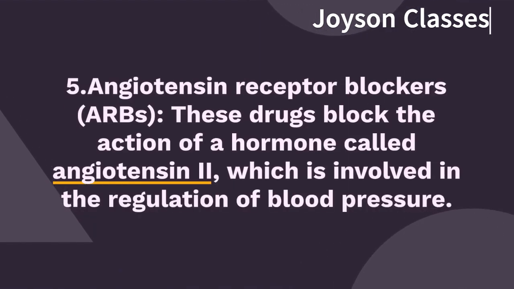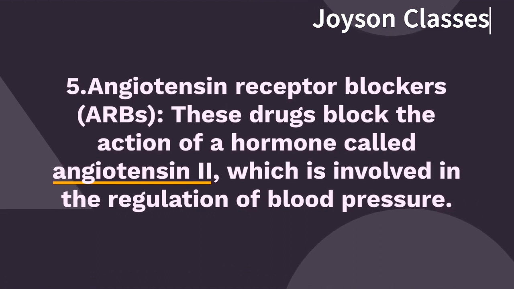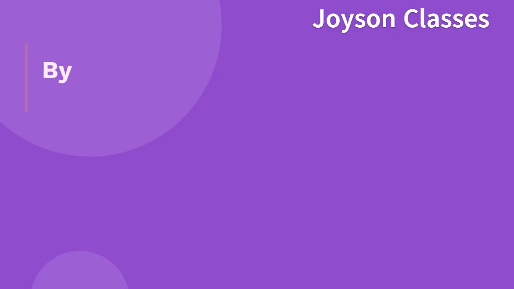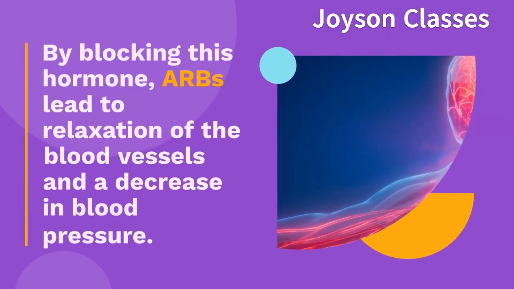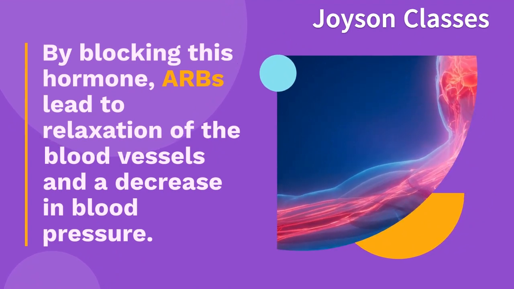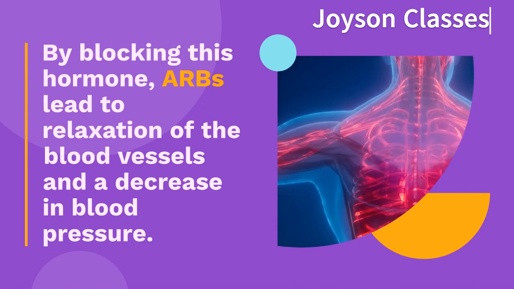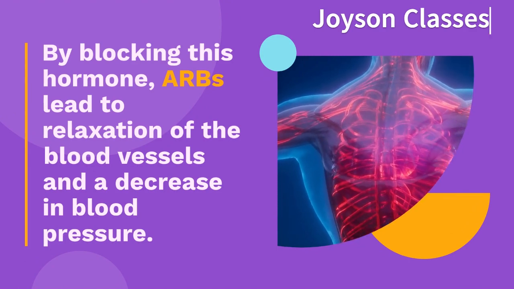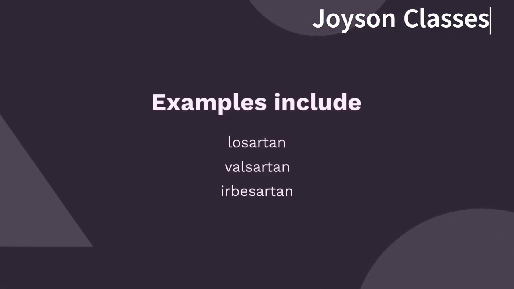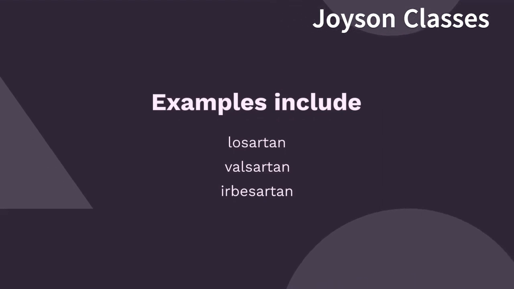5. Angiotensin receptor blockers, ARBs. These drugs block the action of a hormone called angiotensin II, which is involved in the regulation of blood pressure. By blocking this hormone, ARBs lead to relaxation of the blood vessels and a decrease in blood pressure. Examples include losartan, valsartan, irbesartan.